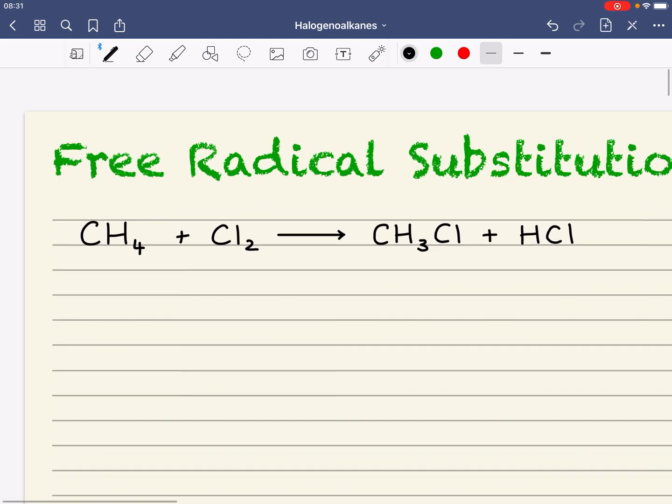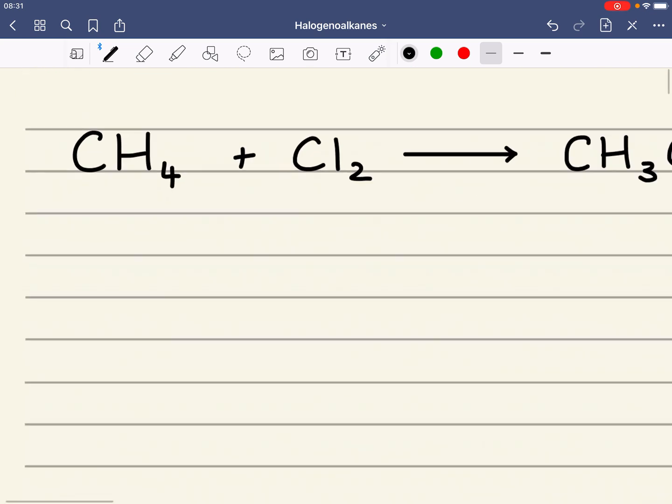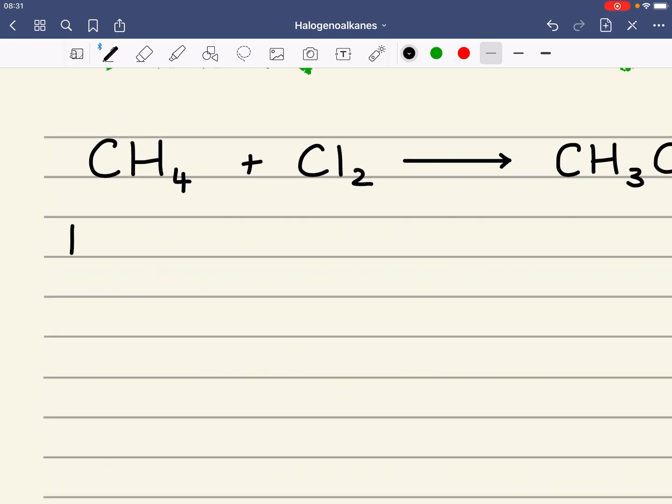And we get that as my overall reaction. Substitution, because one of these H's has been replaced by one of these chlorines. Now, what we need to look at is the mechanism, the step-by-step process of the bond breaking and bond forming in this reaction. The first of these steps is called the initiation step.